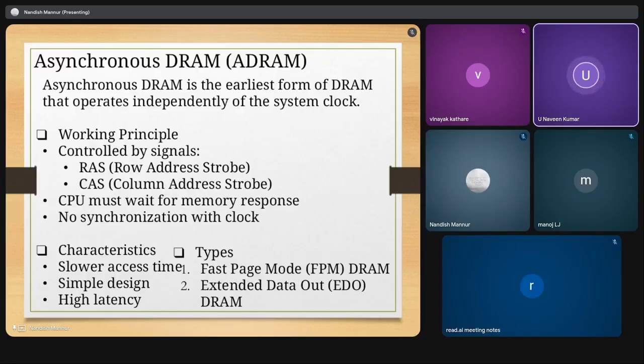And there are two types of DRAM. First, fast page mode FPM DRAM means it will improve performance by keeping the row active while accessing multiple columns. And it is faster than the basic DRAM, but still outdated. And second type is extended data out, EDO DRAM. Improvement over FPM DRAM, keeps data available longer on the output pins, slightly faster than FPM DRAM.